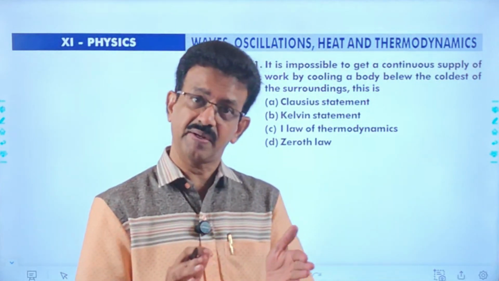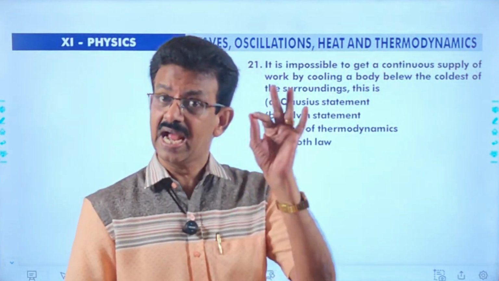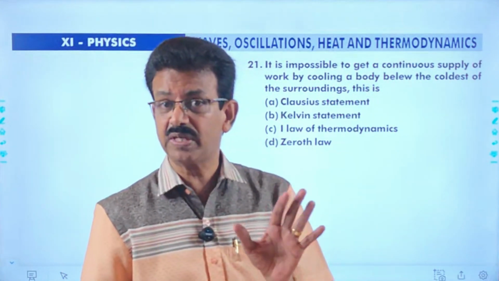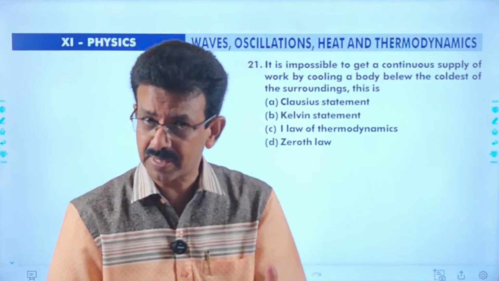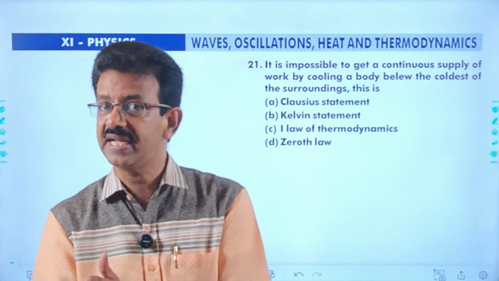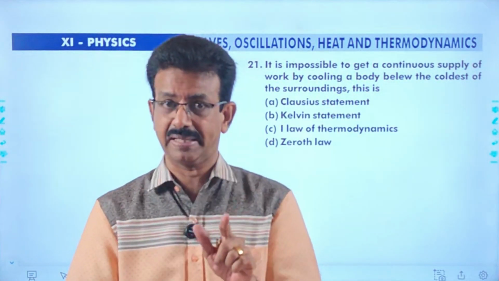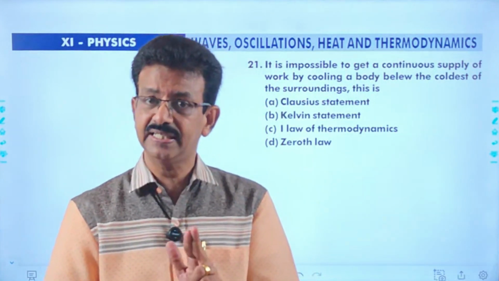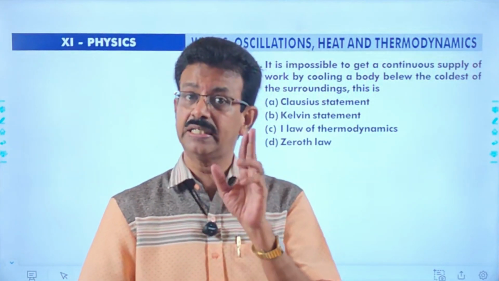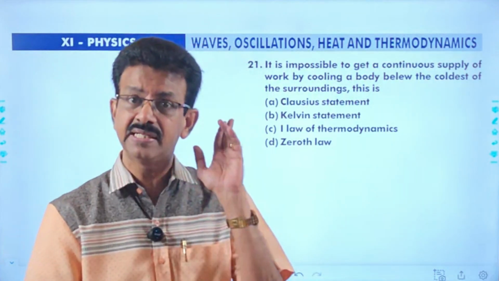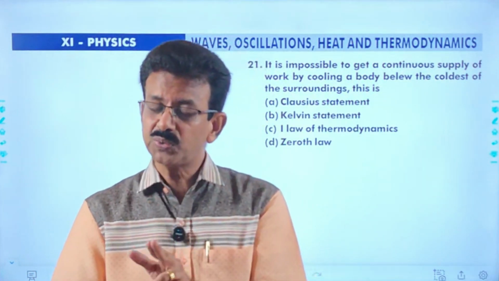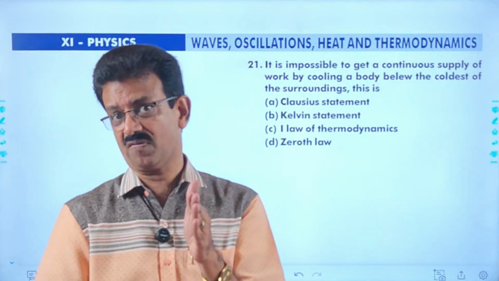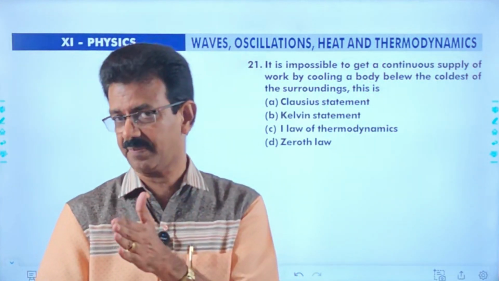What is the Clausius statement? For a self-acting machine unaided by any external agency, it's impossible to transfer heat from a body at a lower temperature to that at a higher temperature. That is one of the statements of the second law of thermodynamics, called the Clausius statement.